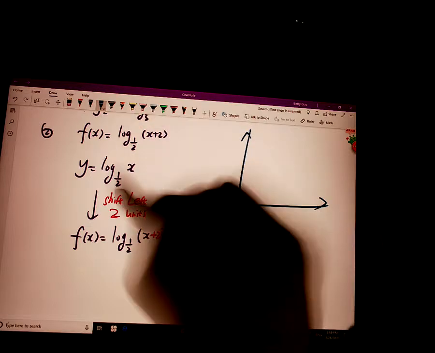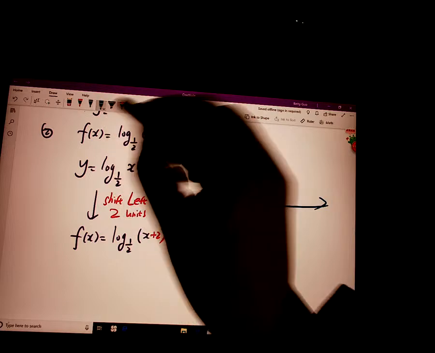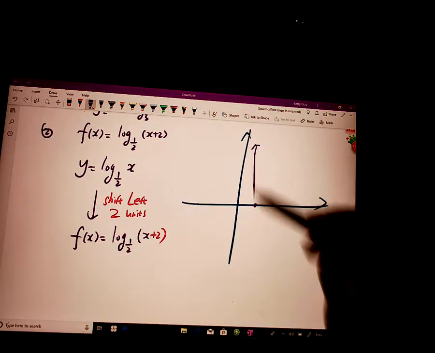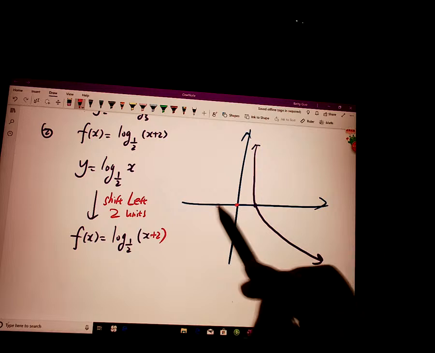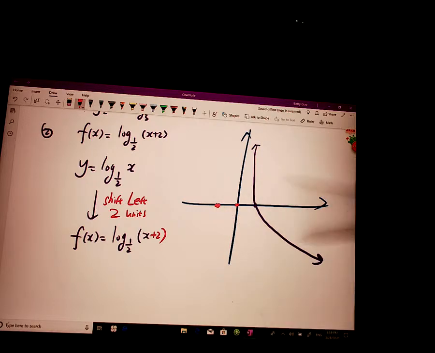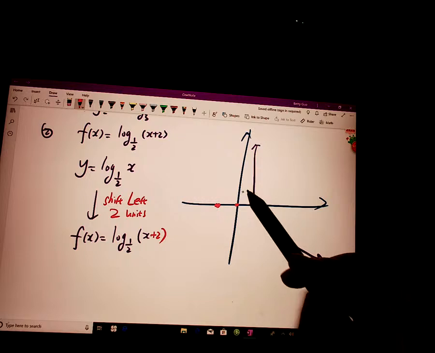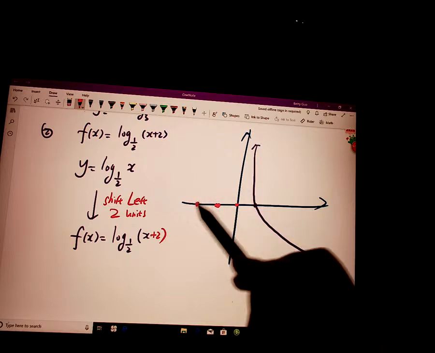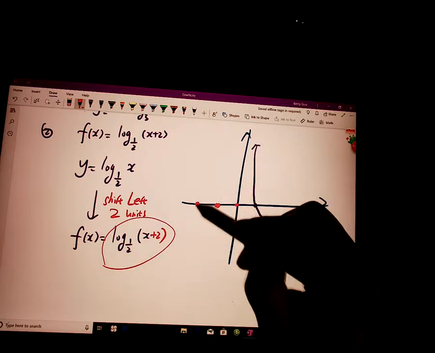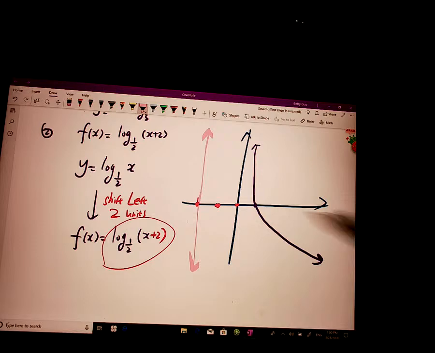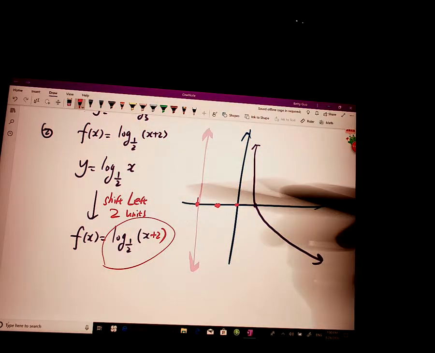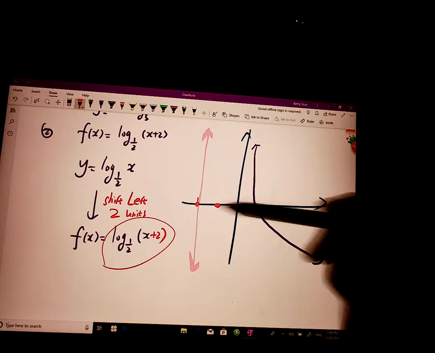This time it is decreasing. Be very careful. Half is between 0 and 1, so it's decreasing. I'm going to use black this time. Decreasing, okay? And then you move this curve to the left 2 units. 1 unit, 2 units. Now think about it: if the black curve has vertical asymptote x equals 0, then the new function has vertical asymptote, let me use pink, x equals -2. You see what I'm saying? So we shift to the left 2 units, 1 and 2.